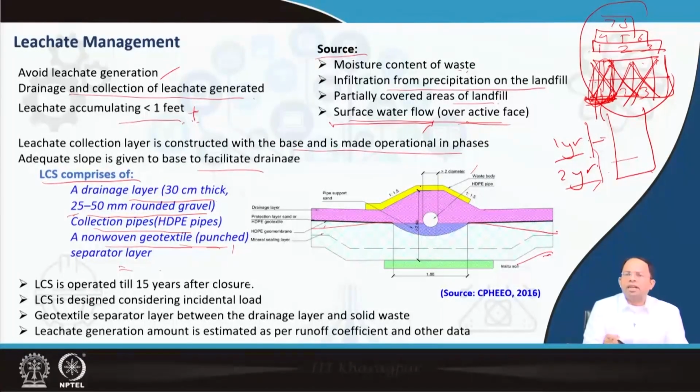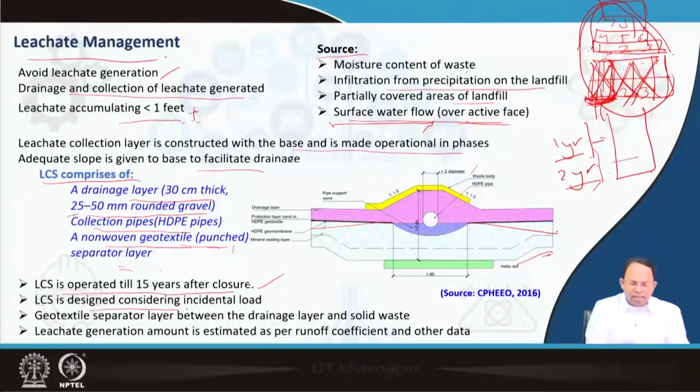This drainage network has to be constructed, and it is operated till 15 years after the closure. So that means once the landfill is fully completed, we put a cover above it. After that, it keeps on operating for the next 15 years. So there would be infiltration during the next 15 years, and that also needs to be collected. That means the leachate management system has to be kept in operation for the next 15 years after closure, right?